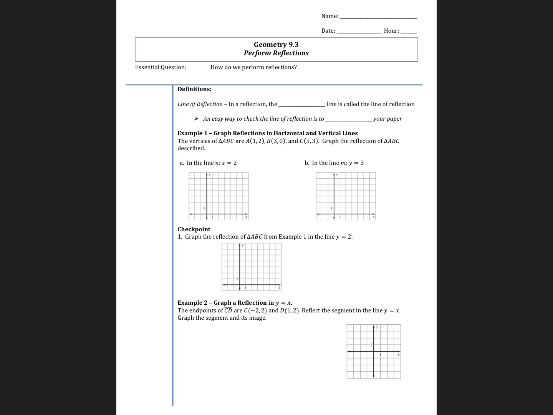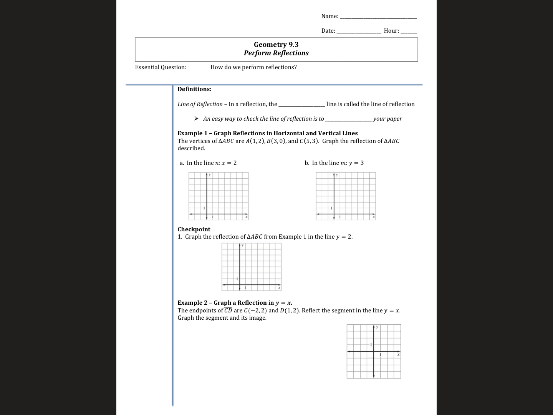We're continuing with some more transformations in Chapter 9. This section is about reflections, 9.3. There are a couple of things we can do with reflections. We can use a rule, like we did with translation rules, or we can do a mirror image: wherever the mirror, the reflection line, is, we go the same distance across the line at a right angle, okay? So let's get into this.